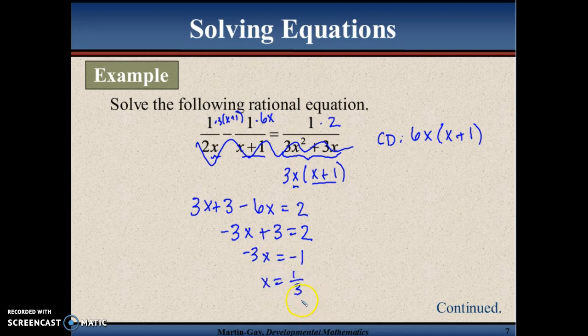Now we have to make sure it's not extraneous. I'm going to come back to my original equation. To make 2 times x 0, x would have to be 0. So that means that x can't be 0, or I would have an undefined term. To make x plus 1 0, I would need a negative 1. And then to make 3x times x plus 1 0, I either need 0 or negative 1, but we've already accounted for those. So that means that I can solve, and as long as I don't have a 0 or negative 1, my answer is okay. Well, I got 1/3, which is not 0 or negative 1, so 1/3 is my answer.